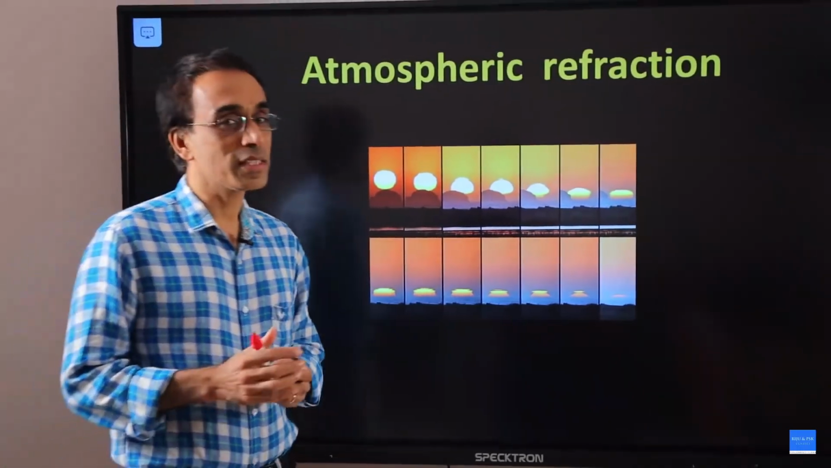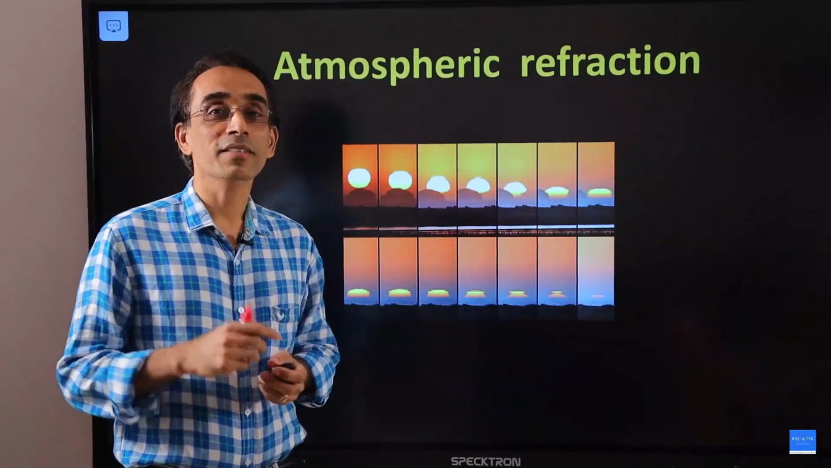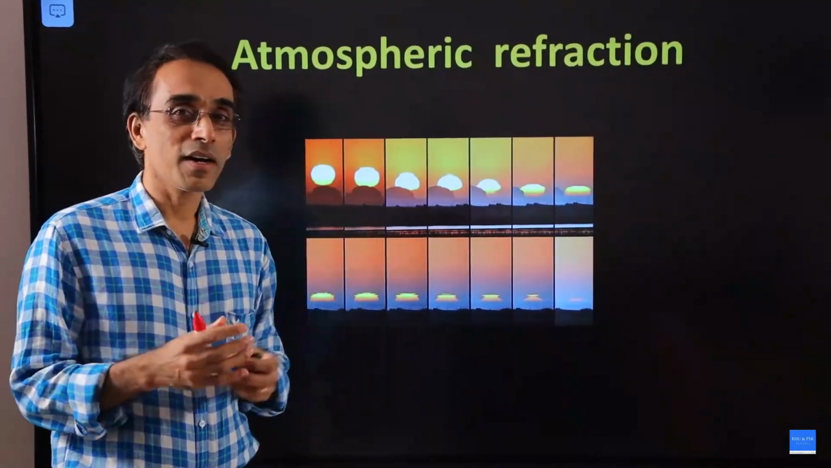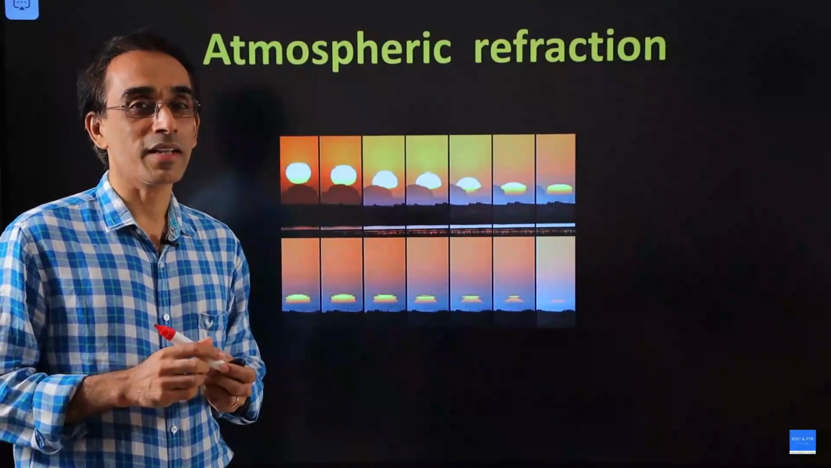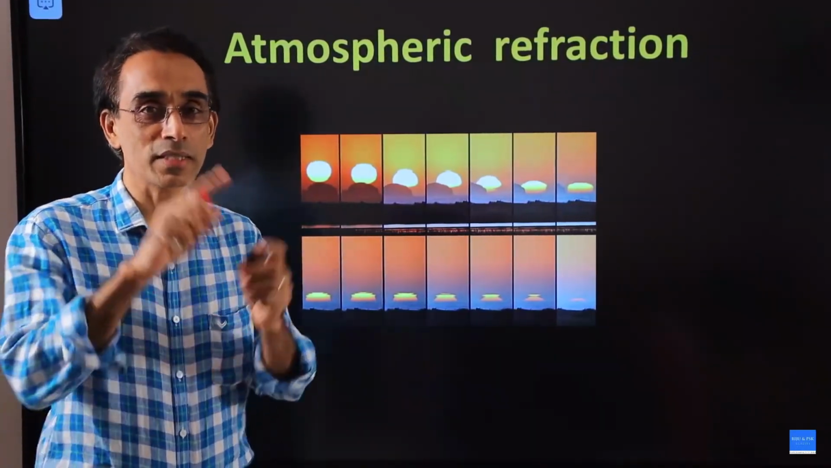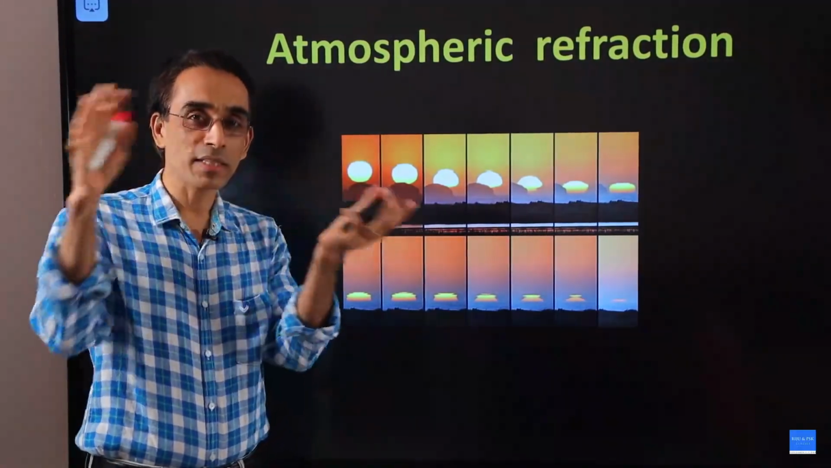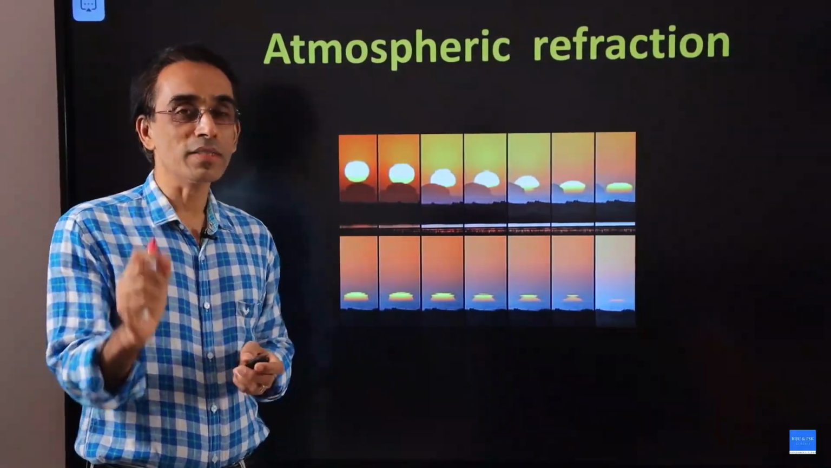You must have seen all these effects in the sky during sunset and sunrise. You have seen the sun in crimson red color. And you have also seen a kind of flattening of the sun's shape. You can see that the shape is not exactly circular, it is flattened a bit. What is the reason for this?